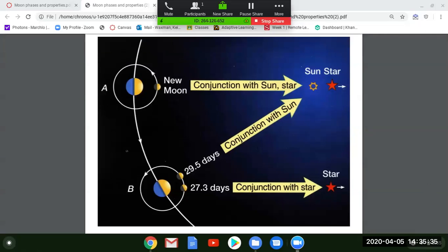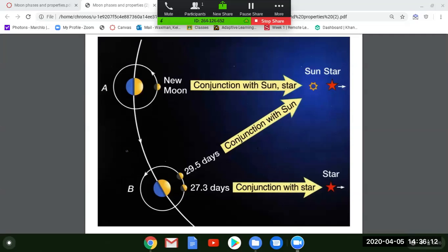Write that down. 29 days and 12 hours is called the solar month. Actually, I want you to call it the synodic month. You can call it the solar month or synodic, S-Y-N-O-D-I-C. It's the period of time it takes the moon to orbit the Earth with respect to the sun. So it's also called a solar month. And that is the cycle of the phases.